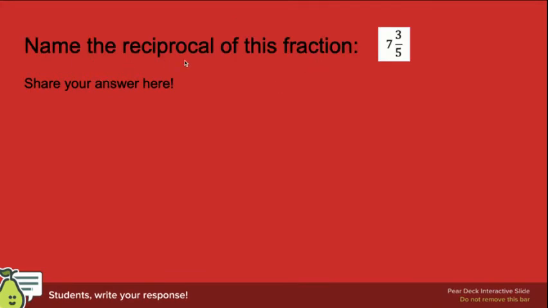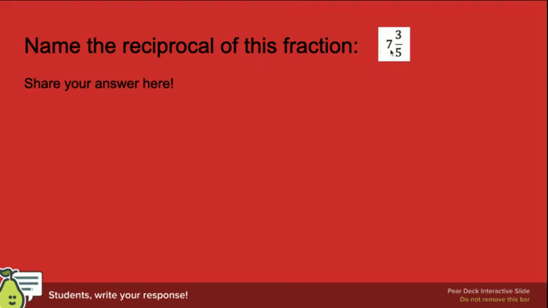We will also talk about reciprocals in today's lesson. If I just had 3/5, the reciprocal of that would be 5/3. And the reciprocal is when you multiply 2 fractions and they equal 1. And 3/5 times 5/3 would equal 1.